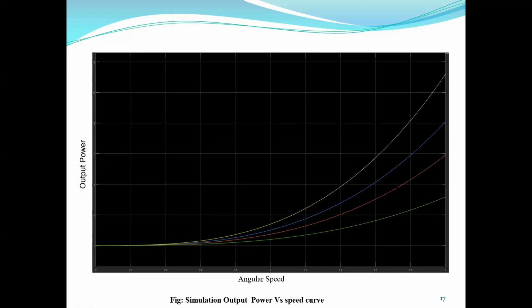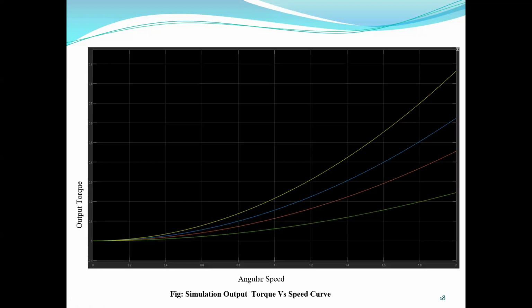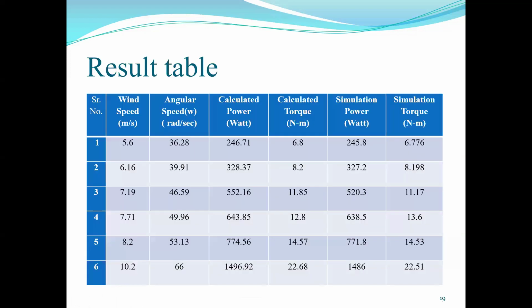This is the simulation output for output power versus angular speed. As the output power increases, the angular speed also increases, as output power is directly proportional to angular speed. The next output is output torque versus angular speed. As angular speed increases, output torque also increases, and output torque is directly proportional to angular speed.